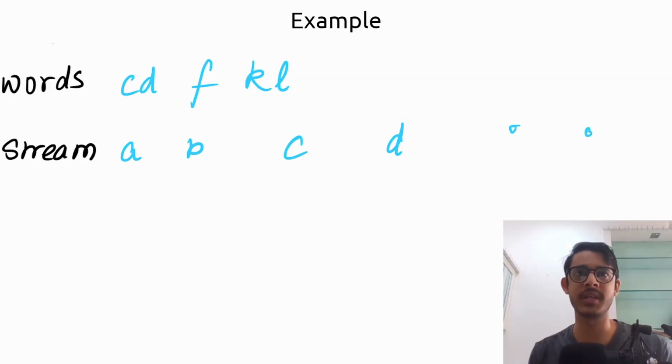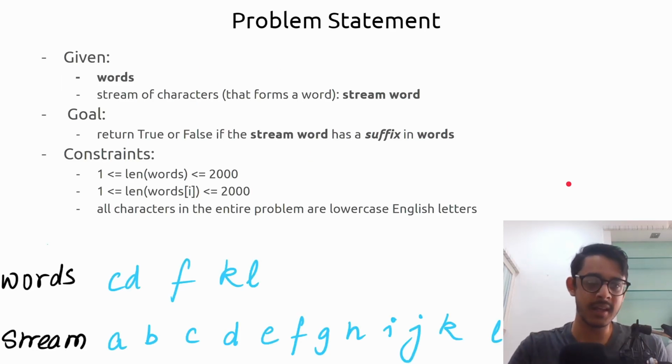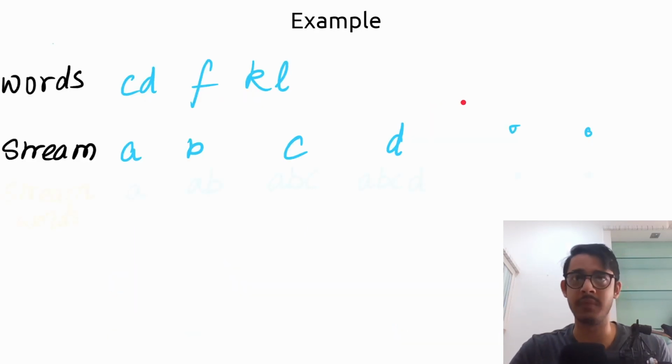Alright, let's try to understand the example, the test case given to us in the problem statement. We have three different words like CD, F, KL and a stream of characters like A, B, C, D, and so on. What do we do next? As they mentioned, we have to look at the stream of characters that forms a word called the stream word. So we'll have to actually create the stream word ourselves.